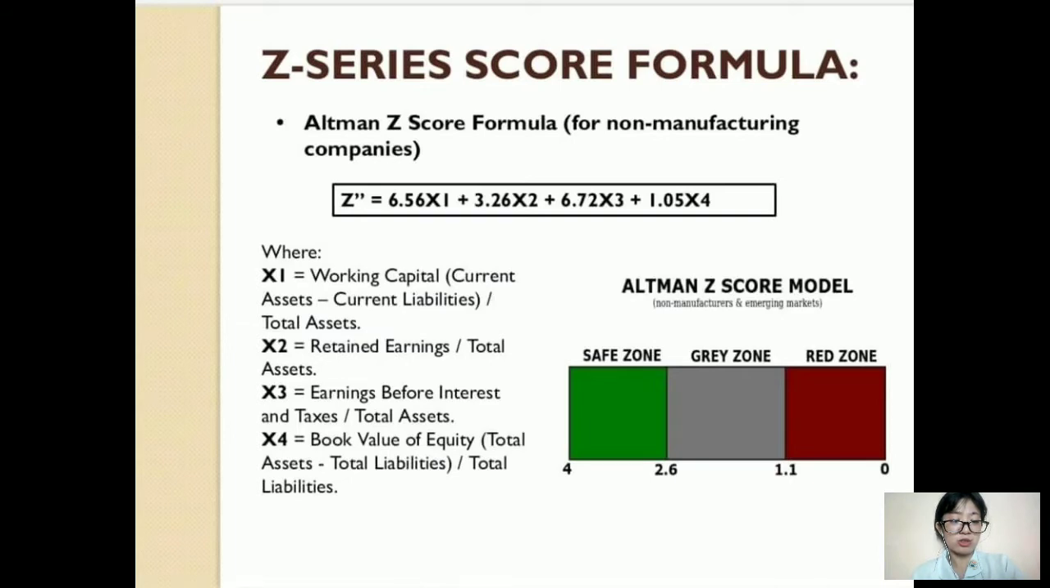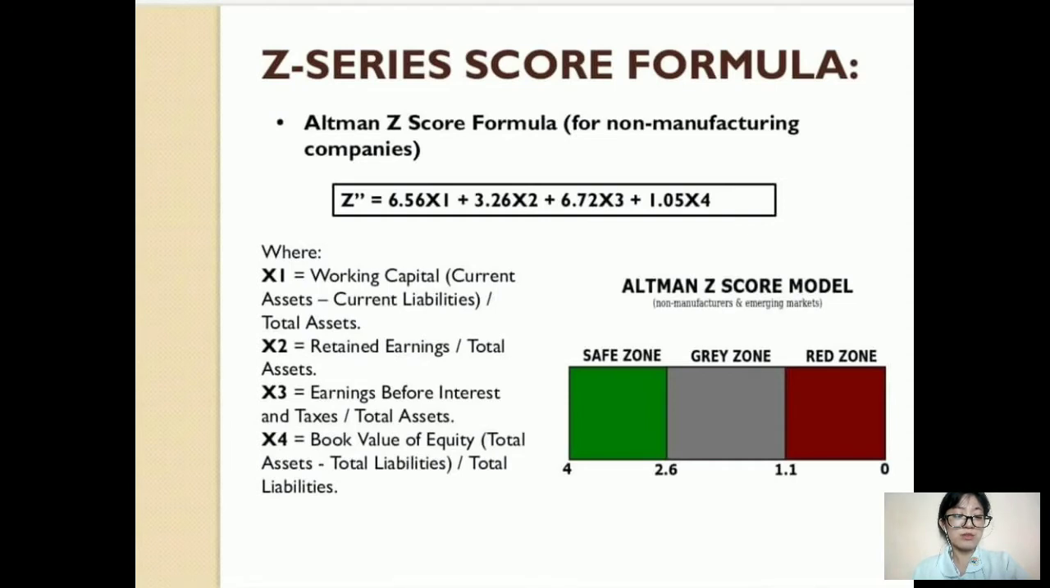Interpretation: a value of Z of less than 1.1 represents that the company is in the distress zone. Such a company shows a large risk of heading towards bankruptcy and is considered to have poor financial health. If the value of Z is between 2.6 and 1.1, the company is in the caution zone. Such a company shows a moderate risk of heading towards bankruptcy.